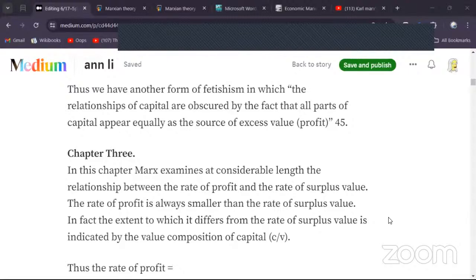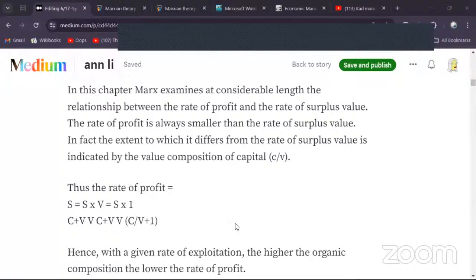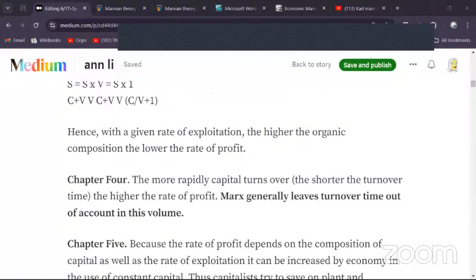In fact, the extent to which it differs from the rate of surplus value is indicated by the value composition of capital. That is, you probably have more of what some people refer to as sunk costs. The machines cost a whole lot more. If you have a CNC rather than 10 lathes and a milling machine, there are differences, and it's not quite the same as value in other ways. Don't worry about this little equation here; I didn't put it in the way it should appear, it's all jumbled up, but I'll fix that. Hence, with a given rate of exploitation, the higher the organic composition, the lower the rate of profit.